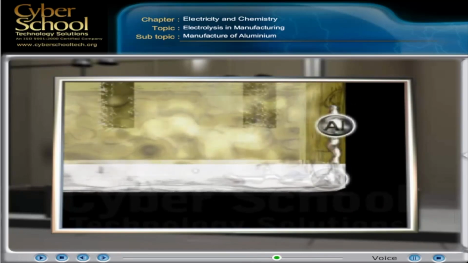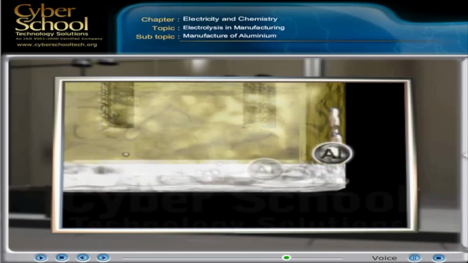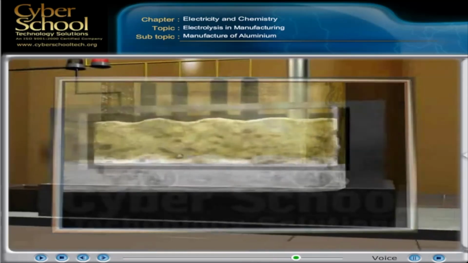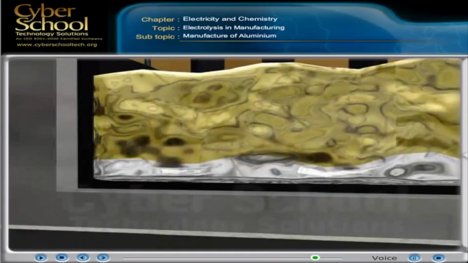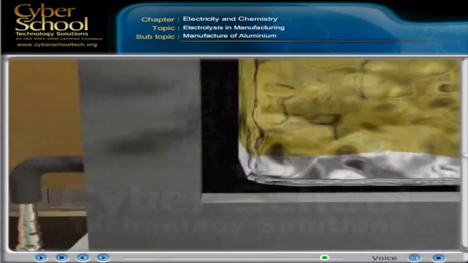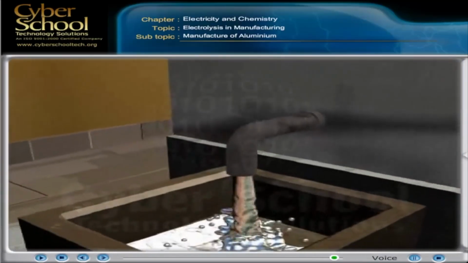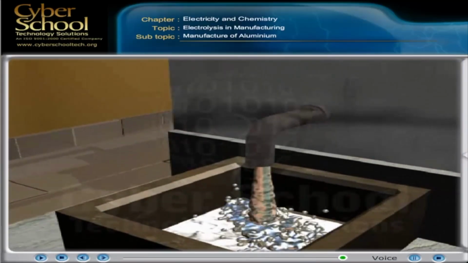Alumina splits into the aluminium ion and oxide ion. At the cathode, the aluminium ions gain electrons and get reduced to aluminium. At the anode, the oxide ion loses electrons and is oxidized into an oxygen atom. At 900 degrees Celsius, oxygen gas combines with the graphite anode to form carbon dioxide, causing the size of the anode to decrease. Hence, it must be changed periodically. The molten aluminium collects at the bottom of the vessel and is tapped out.